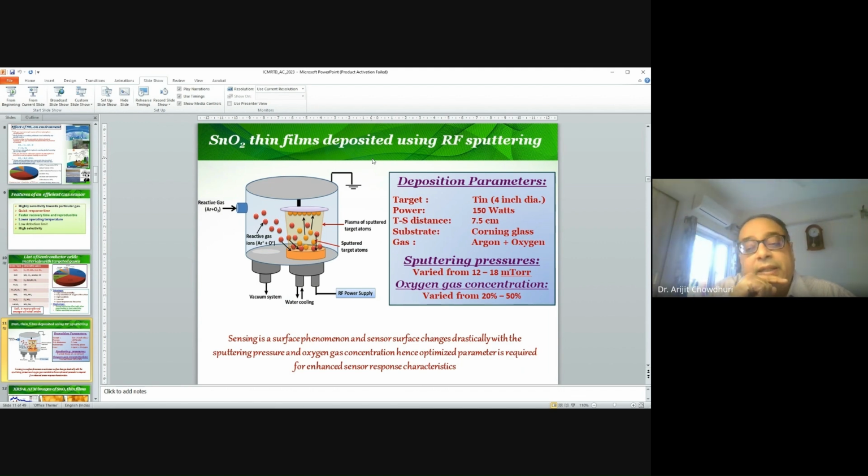having almost 99.995 purity. And we have varied the sputtering pressure from 12 to 18 millitorr. I'll show you the graphs and how we have optimized it. We also varied the oxygen gas concentration from 20 to 50%.